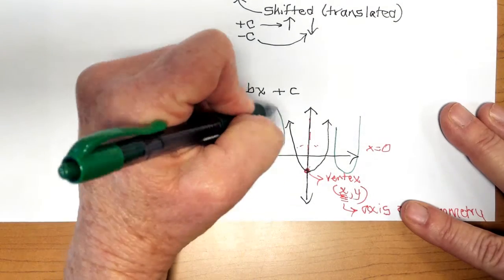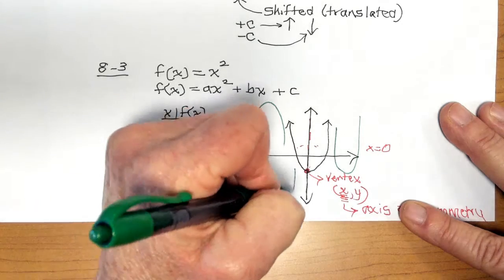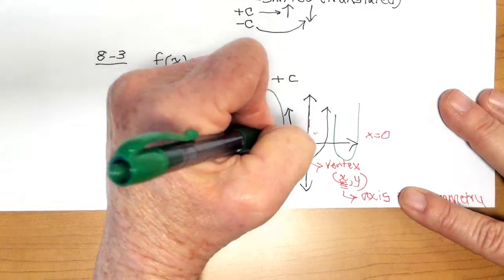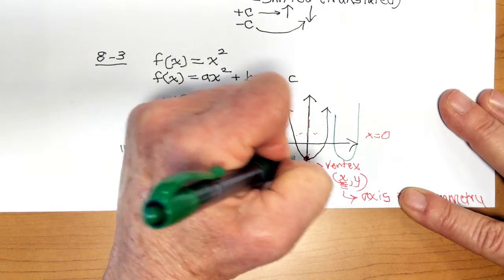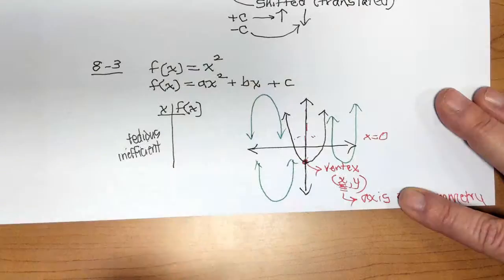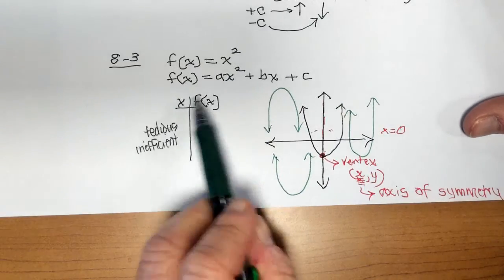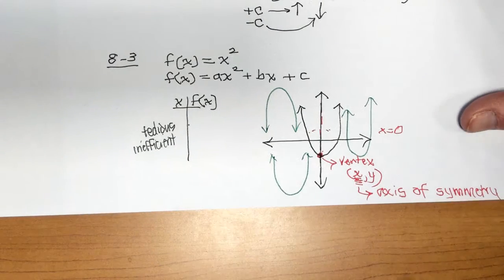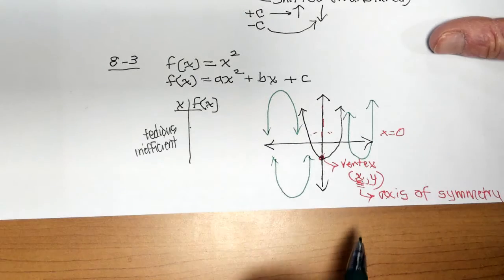Or it shifts, right? And you've got all these different parabolas. Well, this is going to be very inefficient, to create an x and y table and try to figure out all the points that work to make that shape.